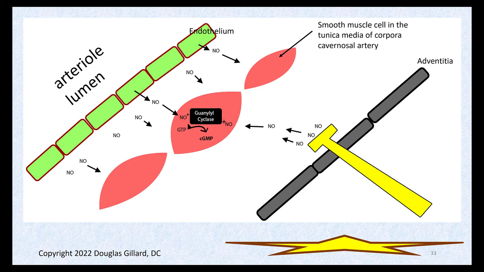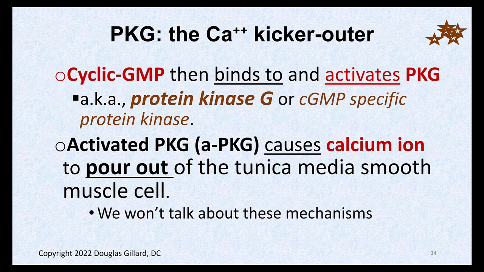So nitric oxide binds to guanylyl cyclase and stimulates it to do its job. What is the job of guanylyl cyclase? To take GTP and convert it into cyclic GMP. Simple as that. So we've got cyclic GMP. What does cyclic GMP then do? By itself, it can't cause any contraction of the tunica media. So cyclic GMP binds to its target, which is called PKG, protein kinase G. The newly created cyclic GMP binds to PKG, and it wakes up PKG.